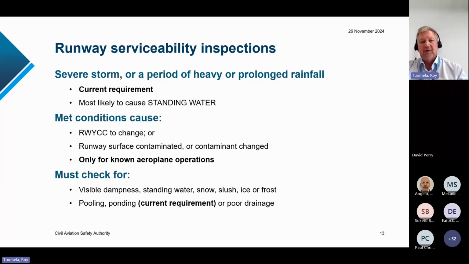And the reason we check for these conditions, which would require a runway surface condition report, is that pooling or ponding or poor drainage of water is something that should be detected. And as I'll provide later on, this can actually have an impact on the maintenance of the runway. But I'll go through that a bit later on. So again, I'll pause there.